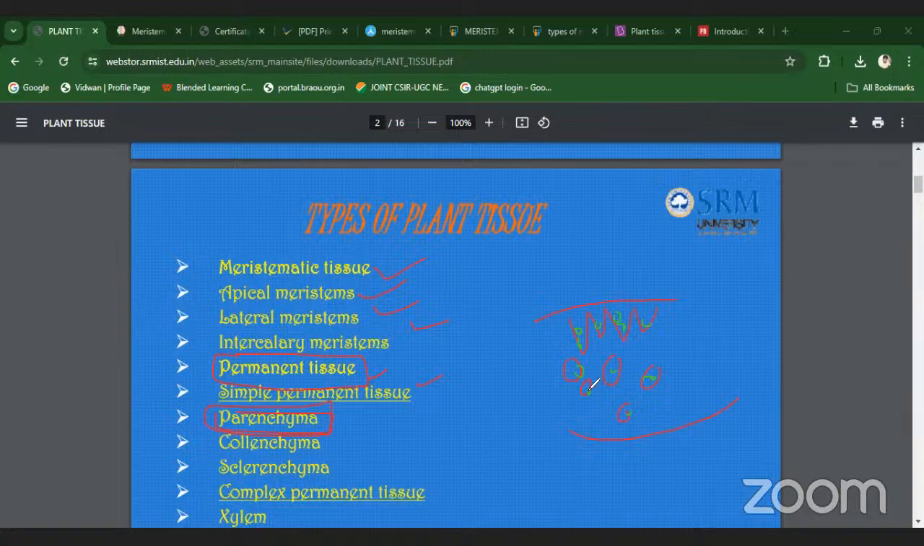Another type is water storage parenchyma. The name itself tells what is stored in these parenchyma cells: water. Example? Actually, water storage parenchyma is not in hydrophytes but in xerophytes. Opuntia, and the best example is aloe vera.